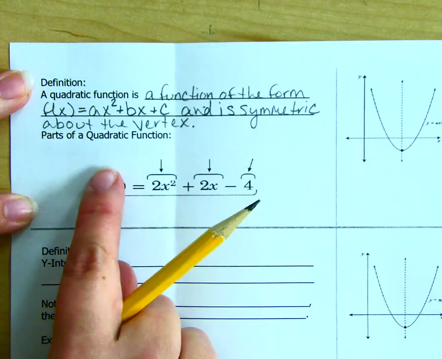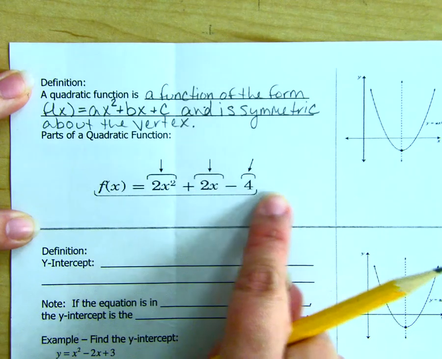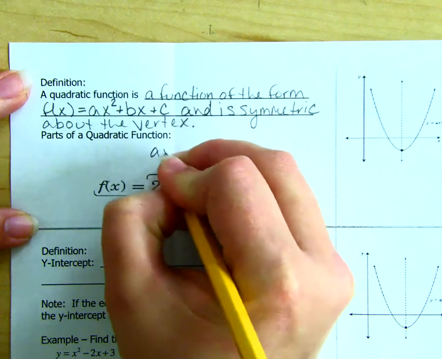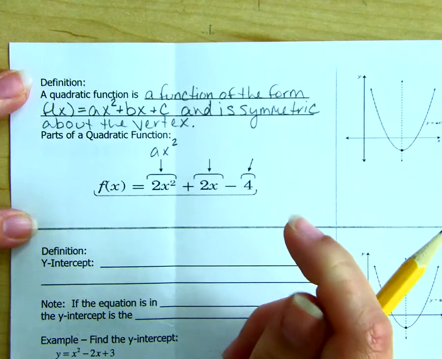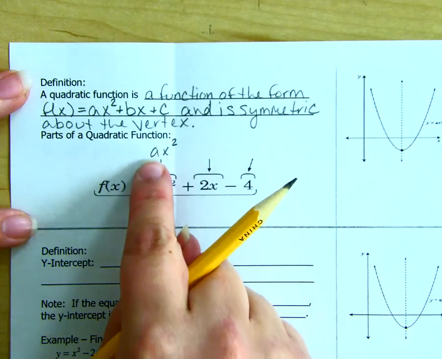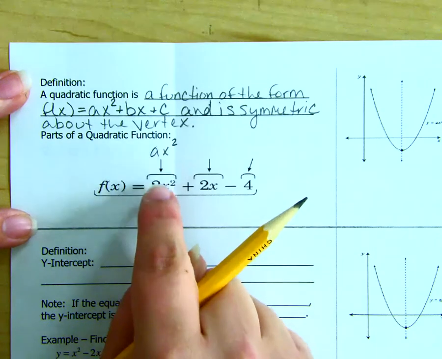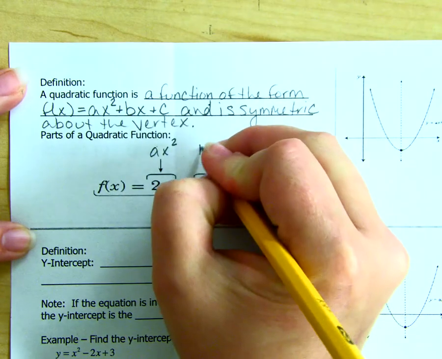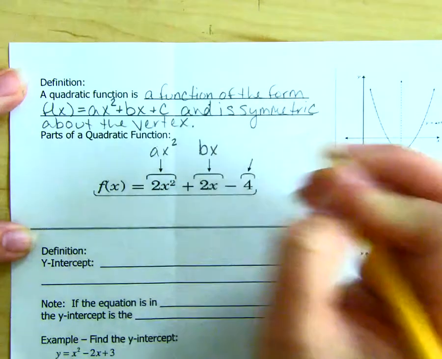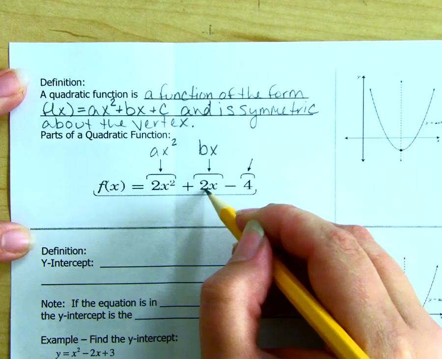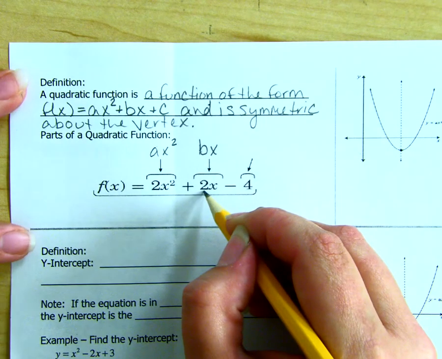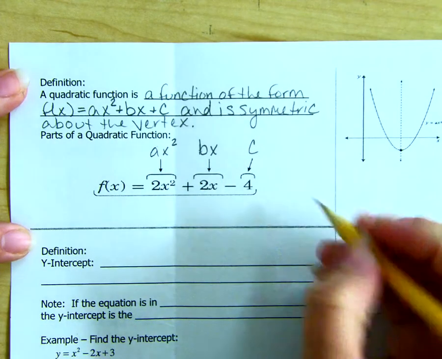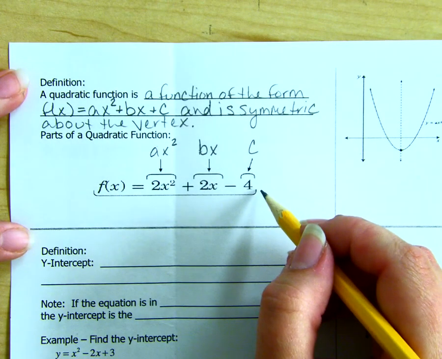Okay, right beneath that, it gives you a function in that form. This very first term here is the term ax squared. A is the value in front of x squared. So in this case, a equals 2. The middle term is bx. Again, b is the value in front of x. In this case, b is 2. Then the last term is your c term, your constant. And that would be -4.